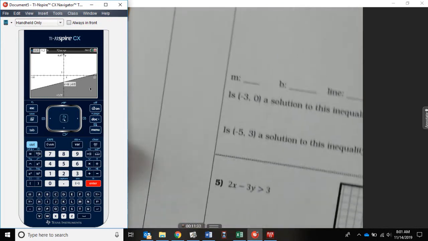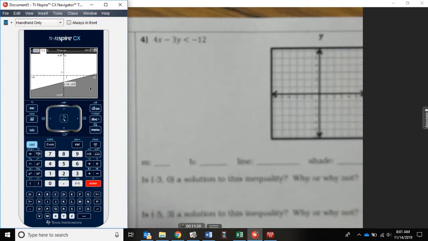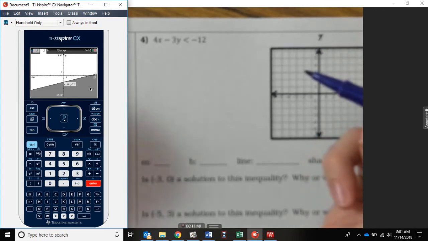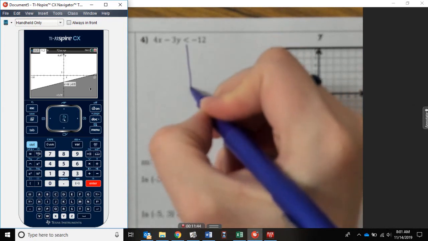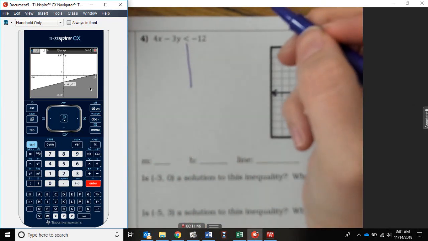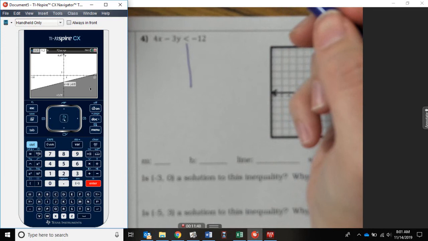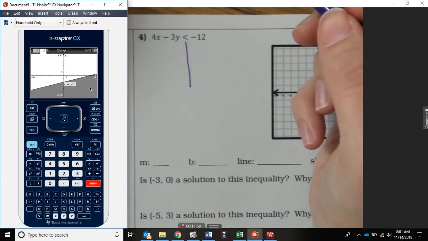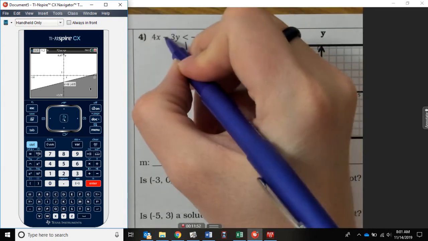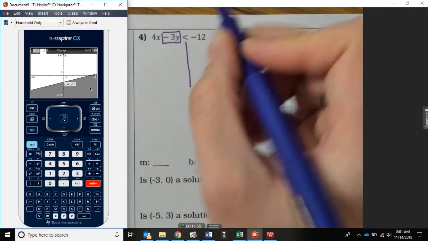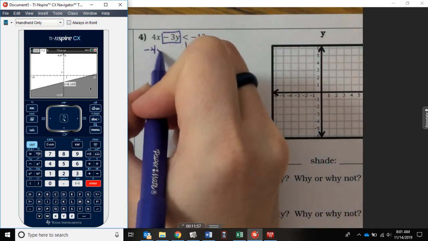Okay, we got 2 more. We're going to do the same thing. We're going to solve for y. So brick wall, box in, let's see if I can get that to not be so blurry. Box in our y. Then we're going to subtract 4x on both sides.